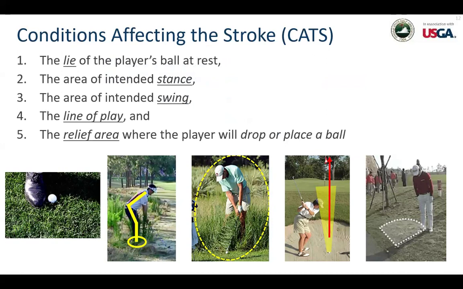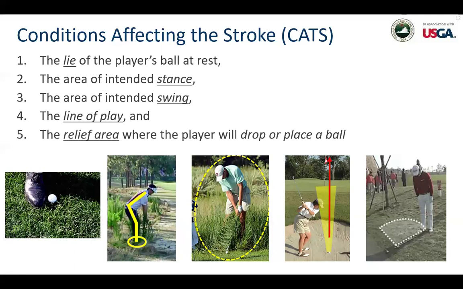So our CATs are 5 things, and each of these italicized and underlined also have their own definition. So conditions affecting the stroke, that's a defined term. Each of these 5 also have their own defined term. So the lie of the player's ball at rest, we see that picture down bottom left, pretty self-explanatory. The area of intended stance, that highlighted area in yellow, includes our feet, obviously, but it also includes our body position in that stance. So it includes where we are going to position our body. It's obviously our feet, but it does go upwards to include our body.